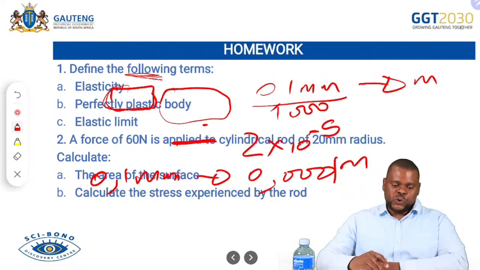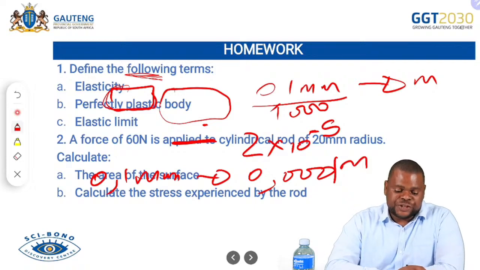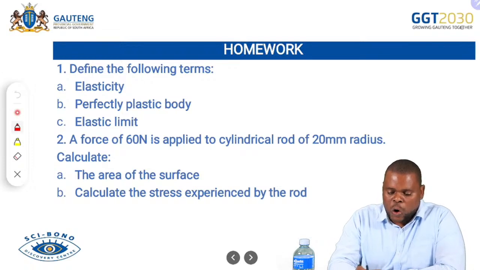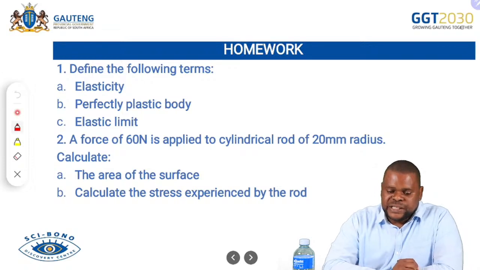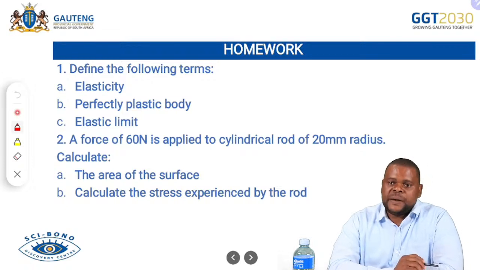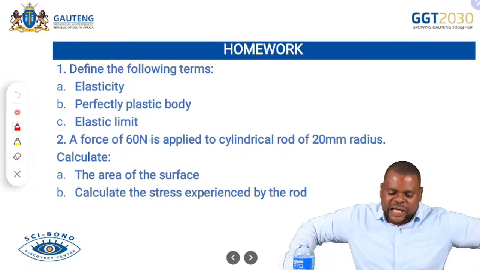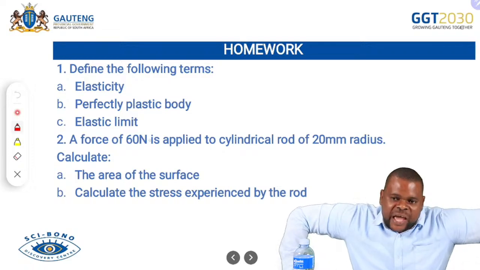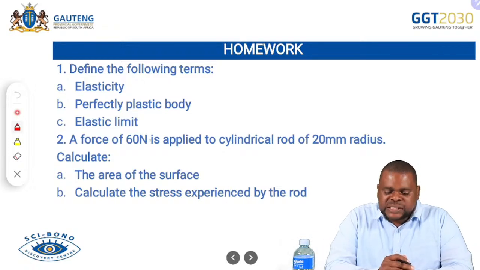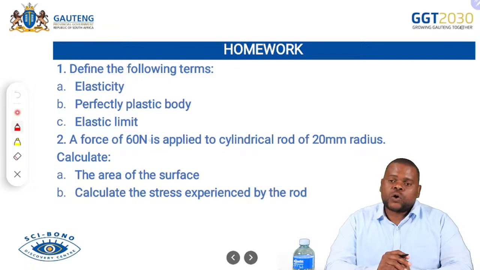Then, number 2, we say, it's a calculation problem. A force of 60 Newton is applied to a cylindrical rod of 20 millimeter radius. A: calculate the area. Calculate what? The area. And then B, we say, calculate the stress experienced by the rod. Calculate what? The stress experienced by the rod.